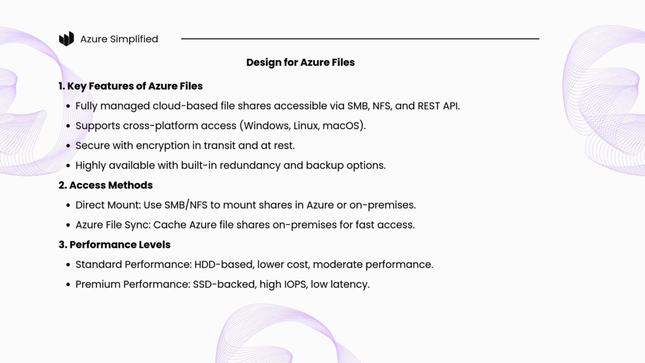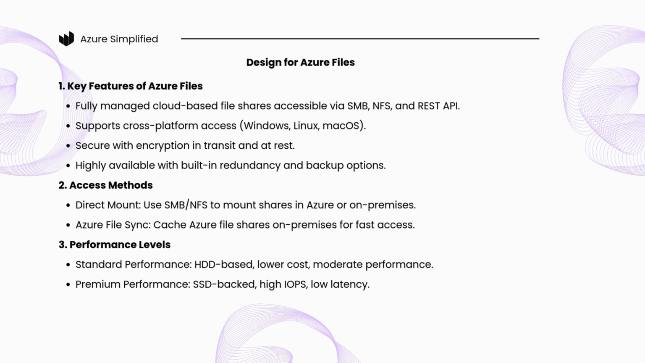Design for Azure Files. Summary. Design for Azure Files 1. Key features of Azure Files. Fully managed cloud-based file shares accessible via SMB, NFS, and REST API. Supports cross-platform access: Windows, Linux, macOS. Secure with encryption in transit and at rest. Highly available with built-in redundancy and backup options.